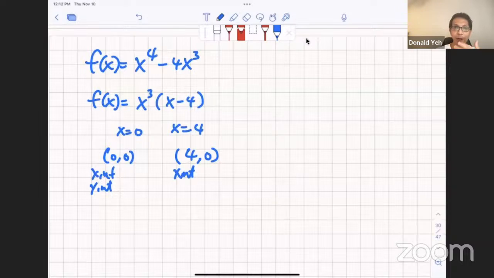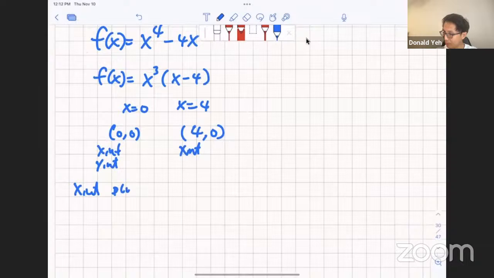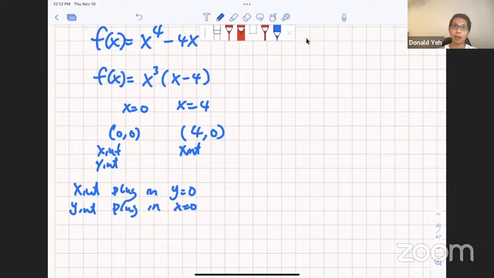In order to find the y-intercept, just plug in x equal to 0. So I'm going to write down: x-intercept is plug in y equal to 0, and y-intercept is plug in x equal to 0. You may not understand how this tool is going to help you on the SAT, but it helps you so much if you can figure out the x-intercept and y-intercept. A lot of questions on the SAT can be taken care of very simply that way. You're going to get an answer.